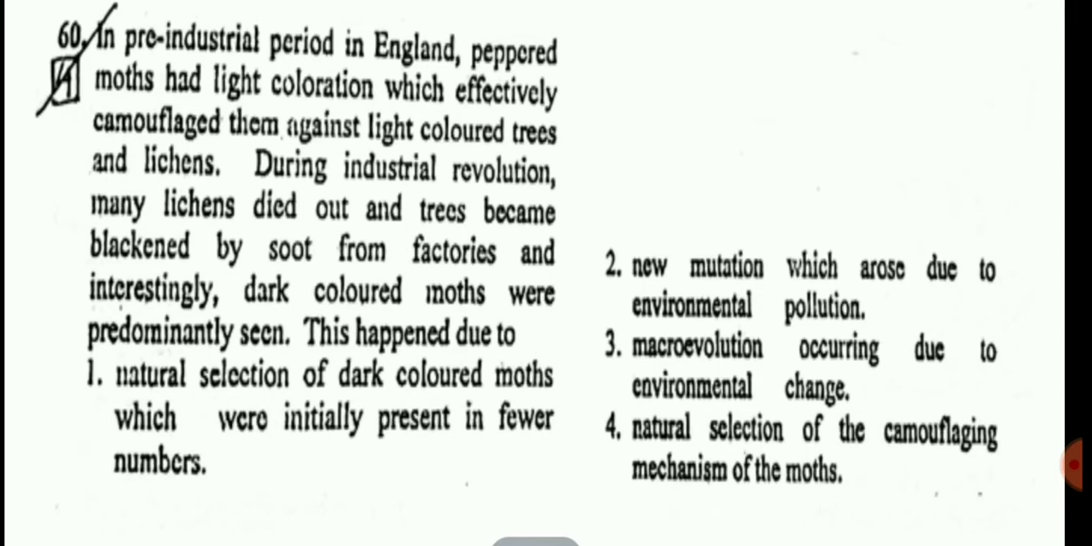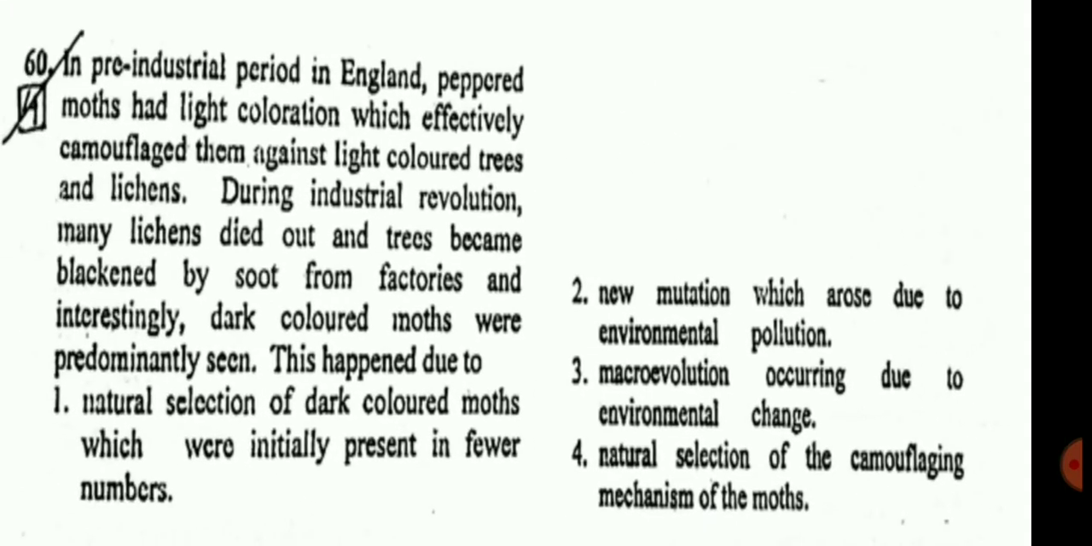Due to the industrial revolution, peppered moths had light coloration which effectively camouflaged them against light colored trees and lichen. When the industrial revolution came, trees became blackened, so by natural selection the moths also became dark colored in their wings. Okay, this is actually what happens. There is a natural selection process. Next question.